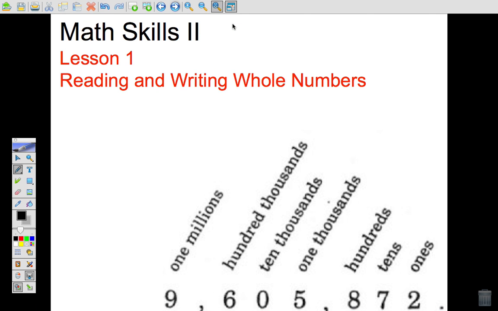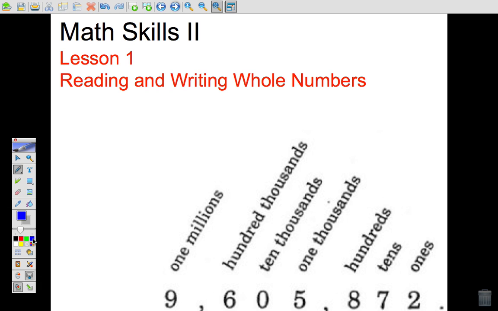All right, we're going to continue with our last topic in lesson 1, and this is called reading and writing whole numbers. Now we've talked about the whole number place value chart, which I have shown below, and there's an example of a number with it. And if you remember, the first value to the left is the ones, the tens, the hundreds, comma, and then so on.